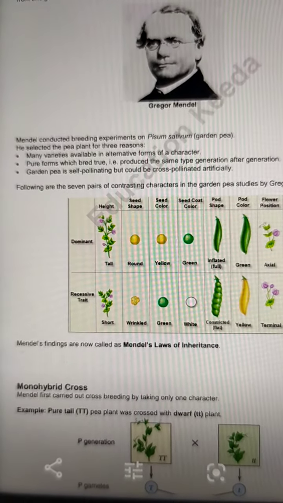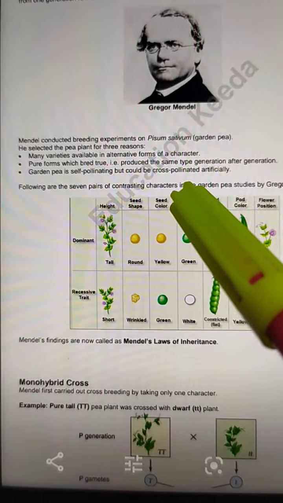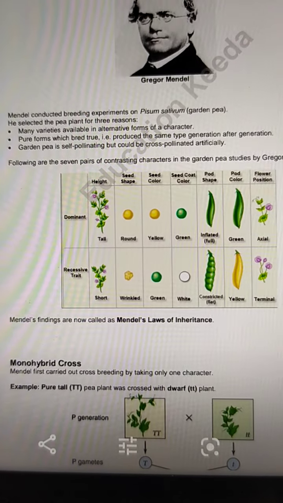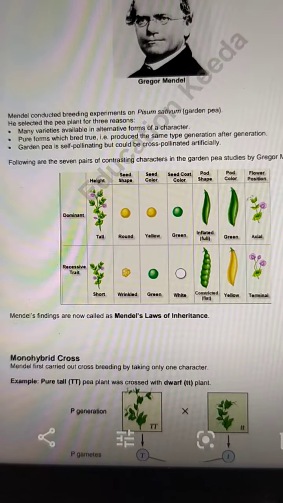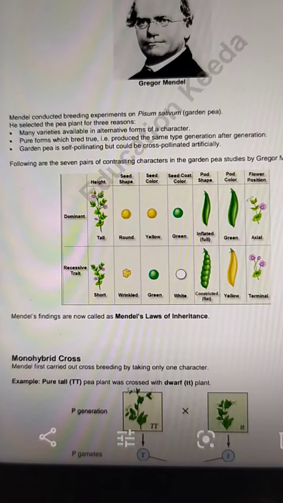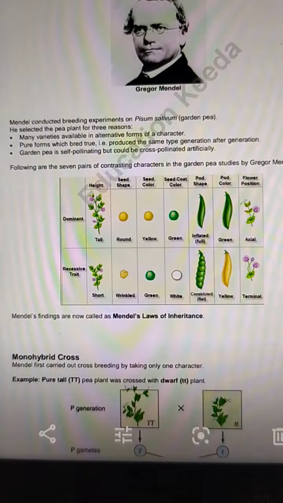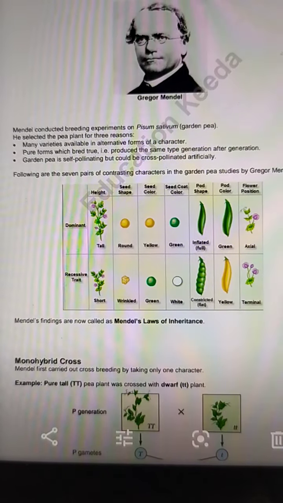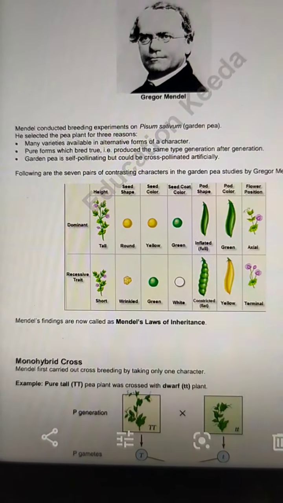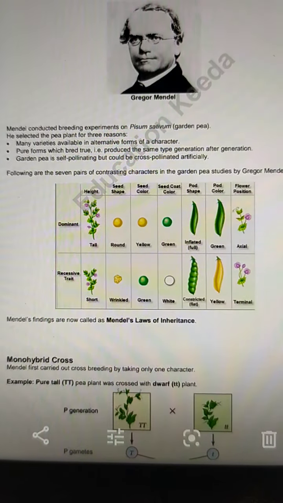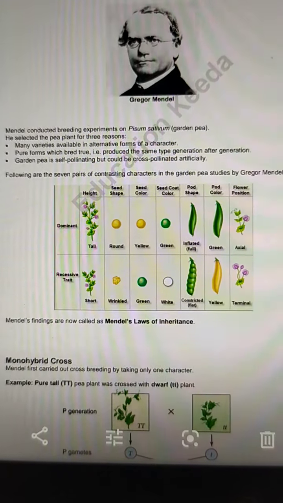Mendel selected the garden pea plant for the following 3 reasons. The first reason was that many varieties were available in alternative forms of a character. Next was pure forms which bred true, that means they produce the same type generation after generation. Garden pea is a self-pollinating plant, but it could be cross-pollinated artificially.